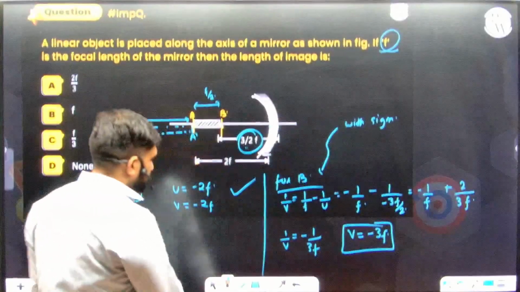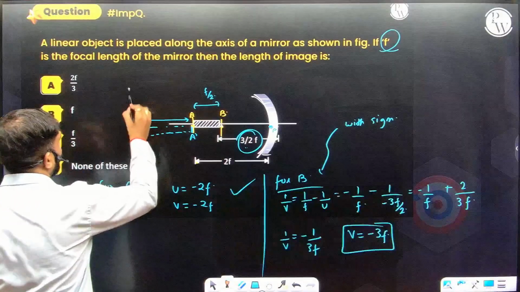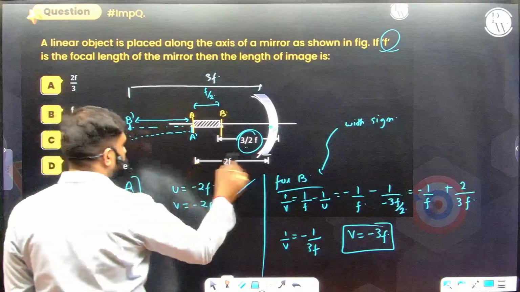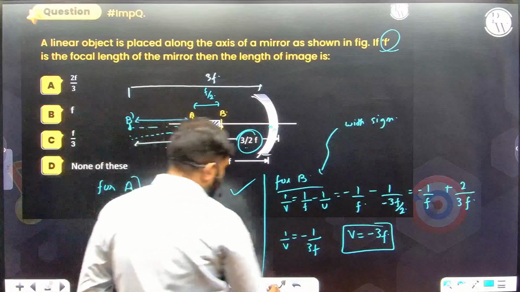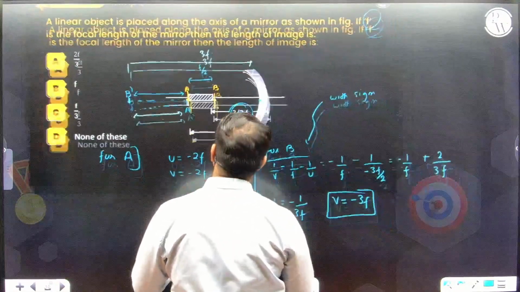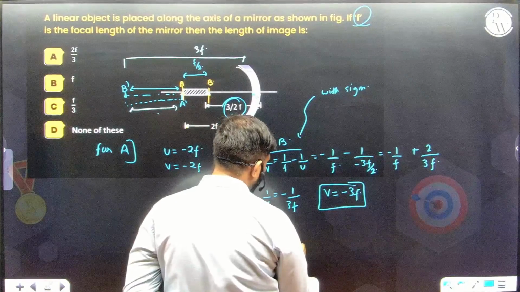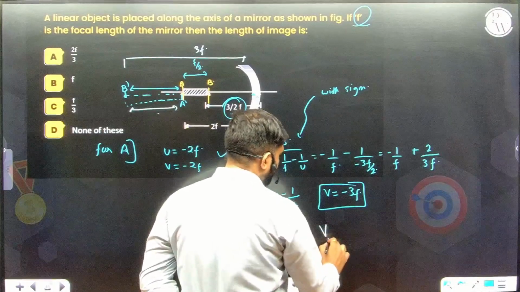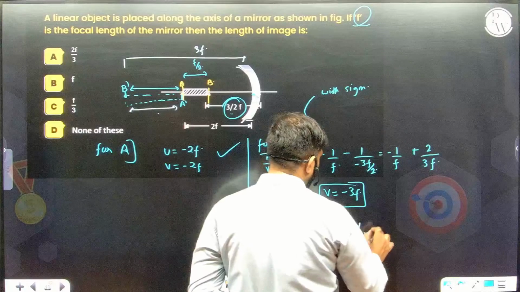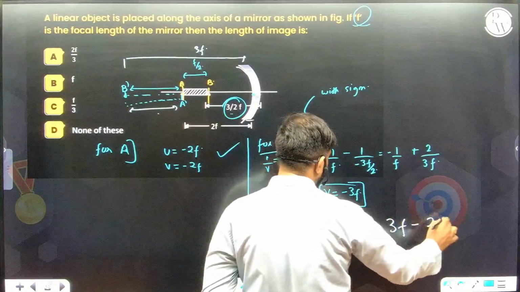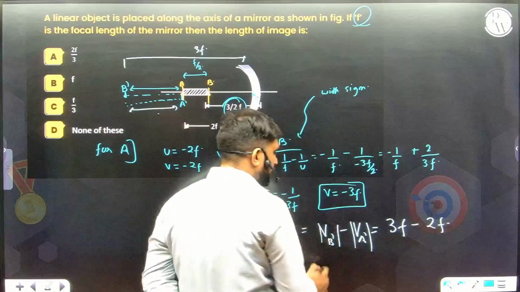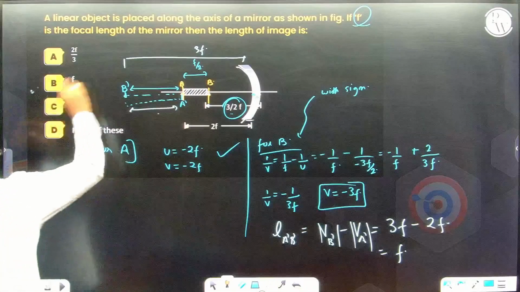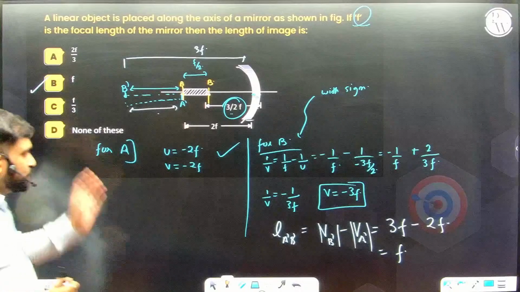Get it? So what I am seeing, the point B dash is at a distance of 3f magnitude wise. Point A dash was at a distance of 2f. So the length of the image, A dash B dash, will be the distance of B dash minus the distance of A dash, which will be 3f minus 2f. Magnitude wise I am talking, because sign I already know. f. So the length of the image comes out to be f. Again, it's the length, magnitude wise only. Okay.